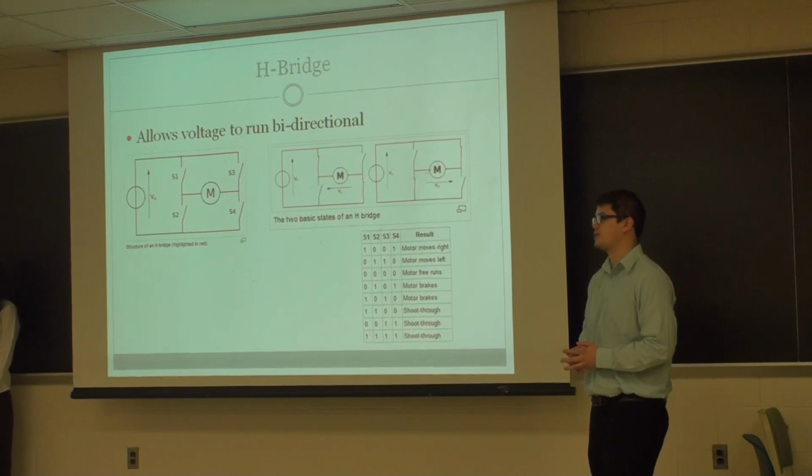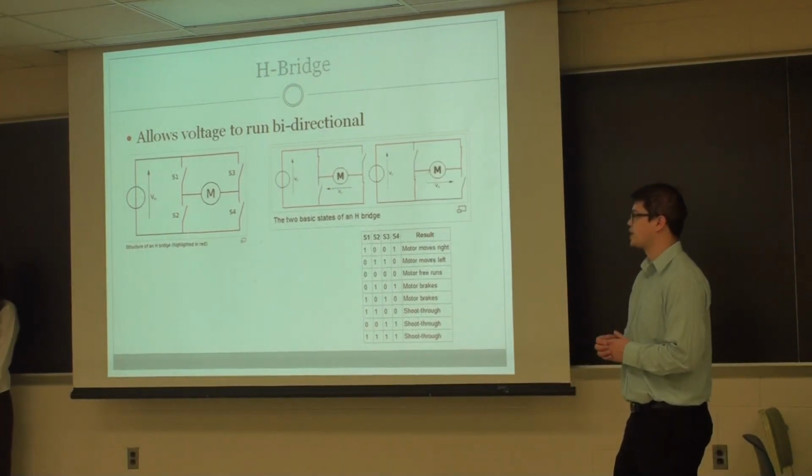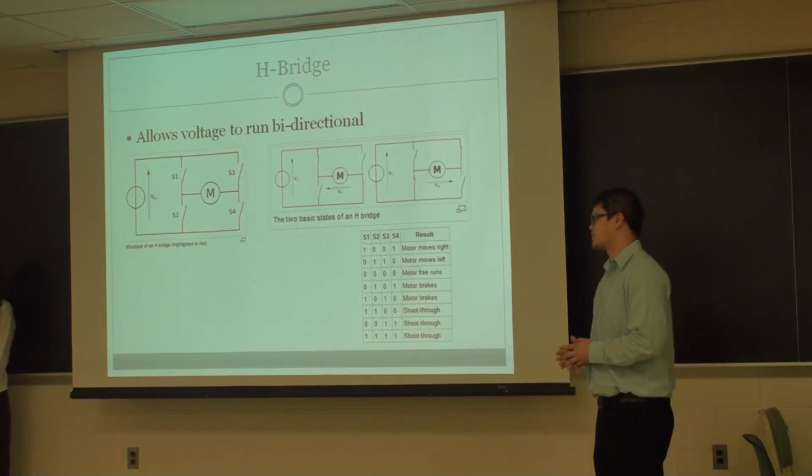So basically, if I wanted to go in the forward right direction, I would have to activate two H bridges, because there's going to be two circuits going on at once. And they're both going to be activating S1 and S4 for this action to occur.